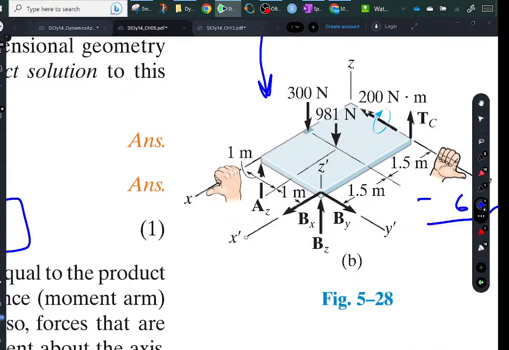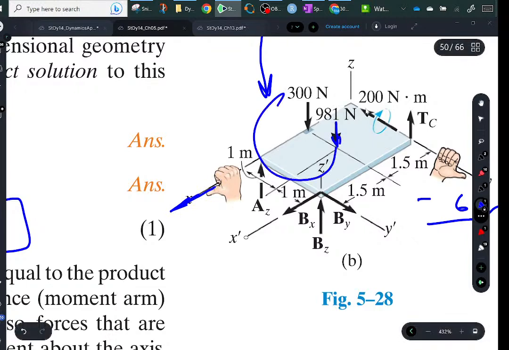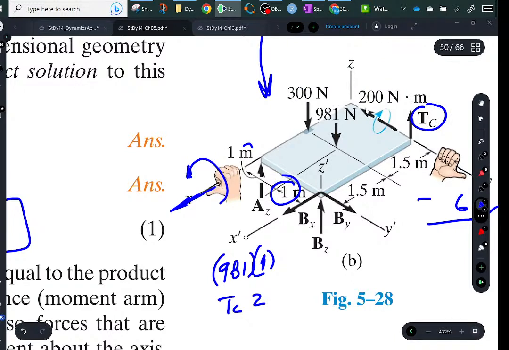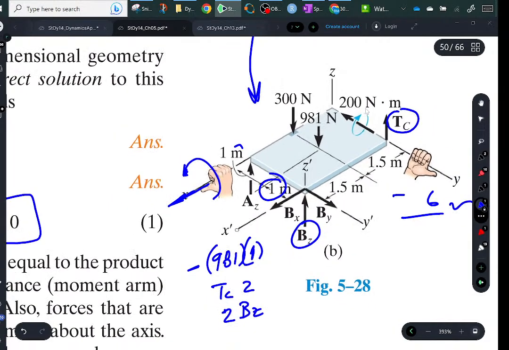Okay. So you're summing moments. Imagine with your hand here, you're summing moments. This will produce one that spins about that axis. 981 times 1. This one will produce one that spins about the x-axis, and it's TC times 1, 2, so it's TC times 2 the other way. And so we'll just take this to be positive. And so this one will be negative. Then you get a BZ and a 2. 2 comes BZ.